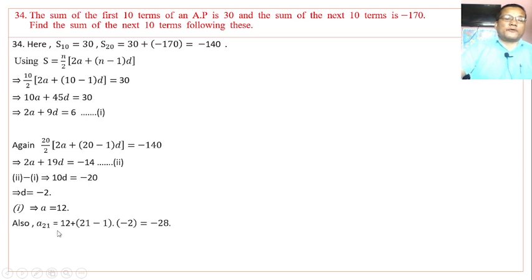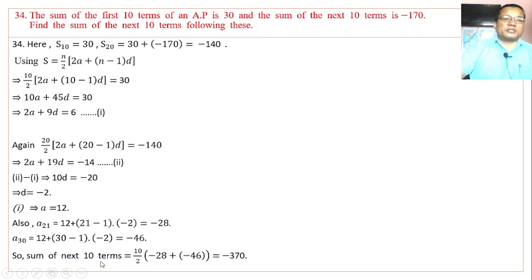Therefore A21 is the first term plus 21 minus 1 times the common difference minus 2, which is minus 28. The next 10 terms have the first term as minus 28 and the common difference as minus 2. Therefore A30, the last term, is minus 46.